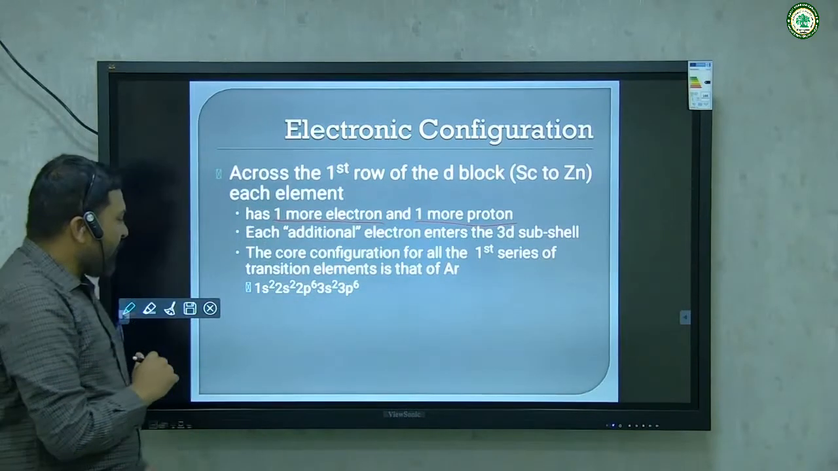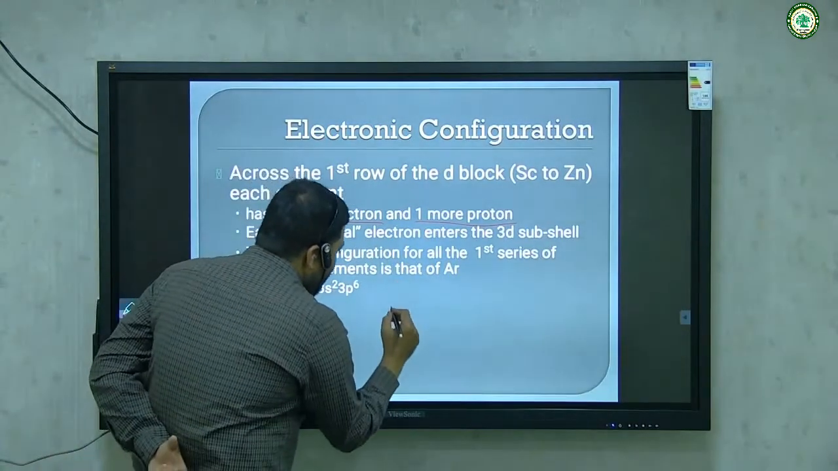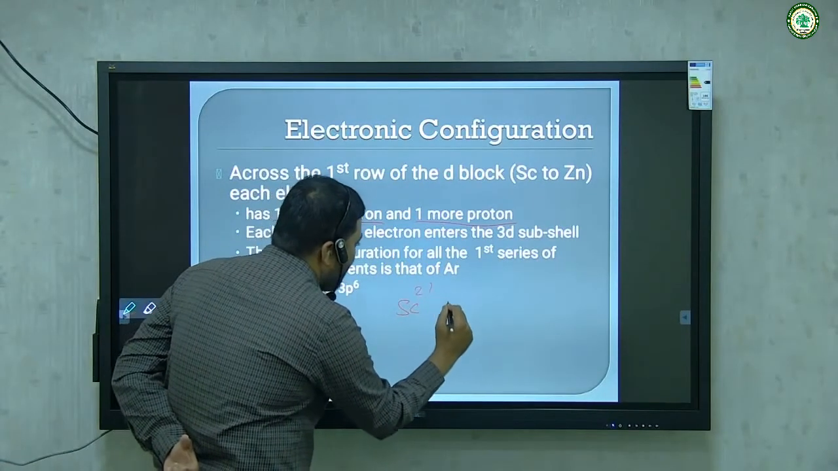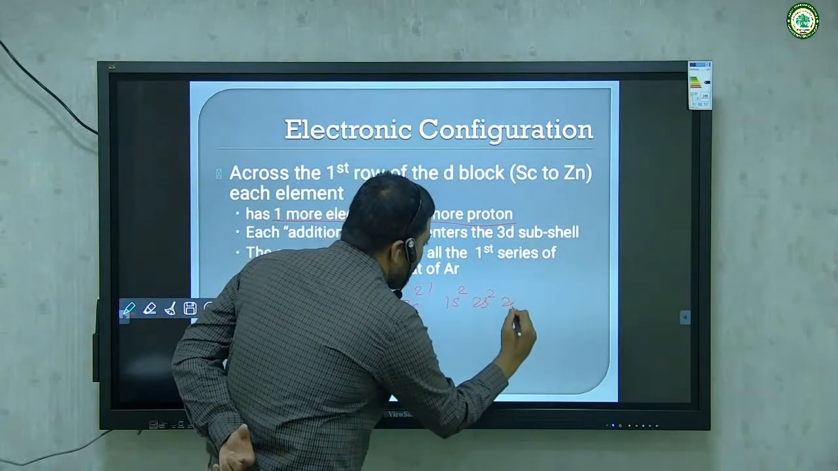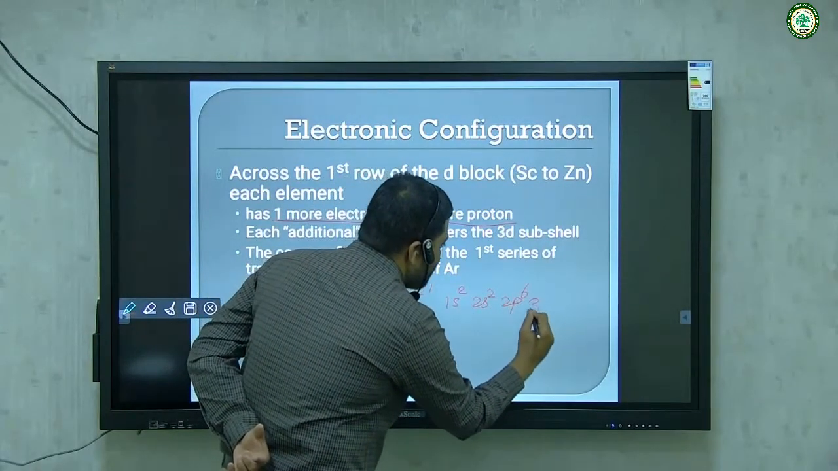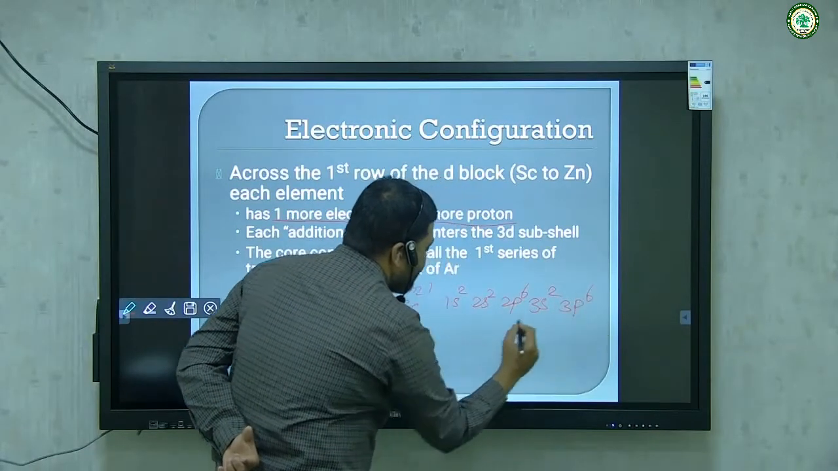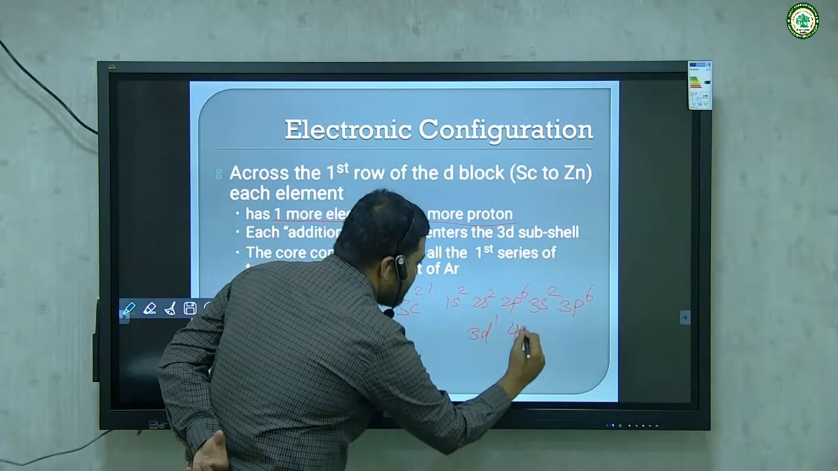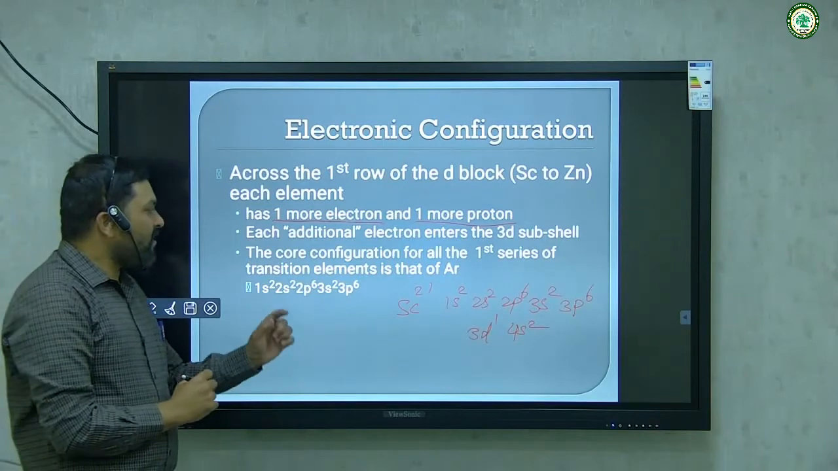Here one example is given, of the general electronic configuration. Let us see the example of scandium, having atomic number 21. Its electronic configuration will be 1s2, 2s2, 2p6, 3s2, 3p6, 3d1 and 4s2. Okay, what does it mean?